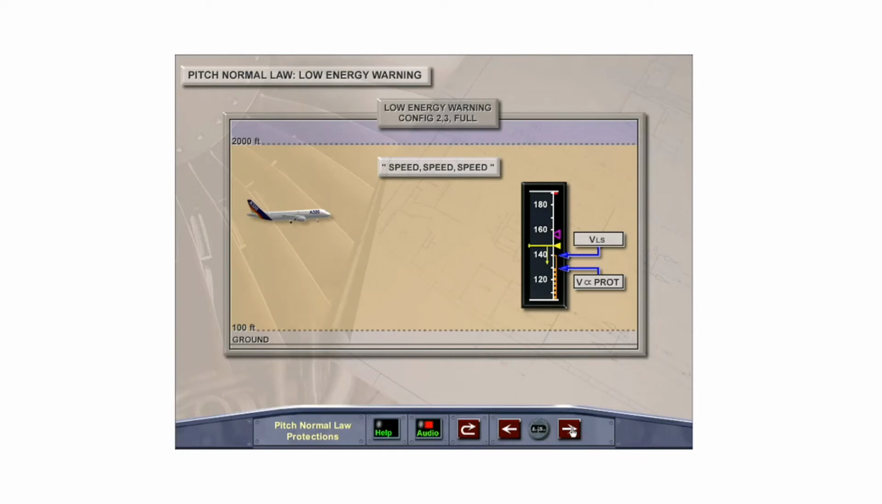Between 2,000 feet and 100 feet, with flaps in config 2, 3, or full, the low energy warning is triggered if the aircraft speed drops below a threshold where power must be increased to maintain the flight profile. The aural warning, "speed, speed, speed," is repeated every 5 seconds.